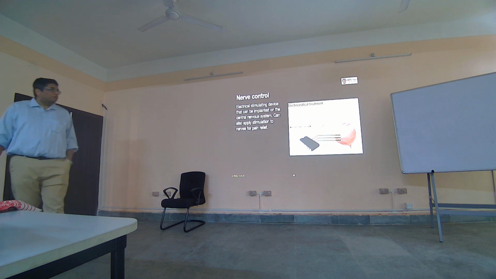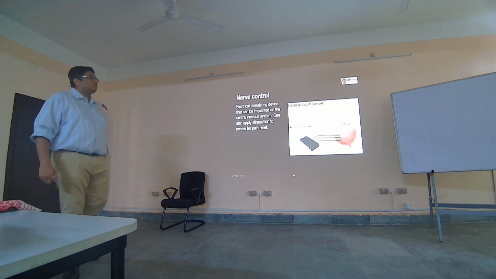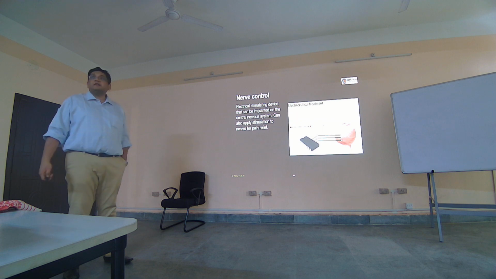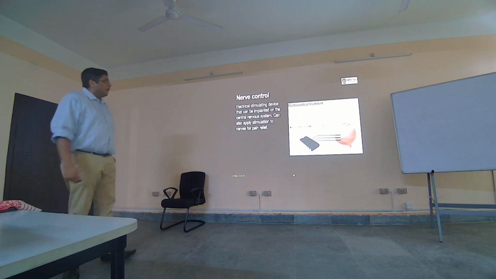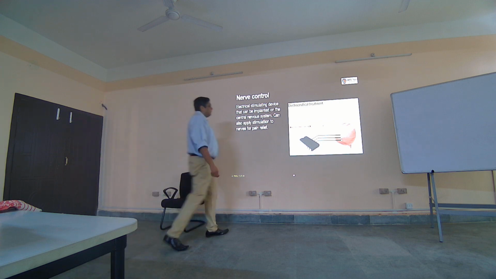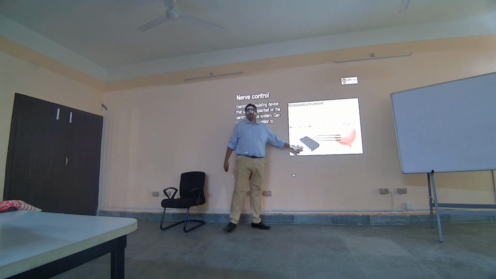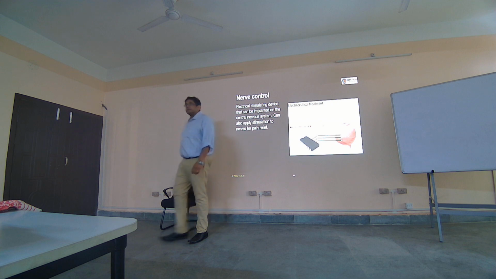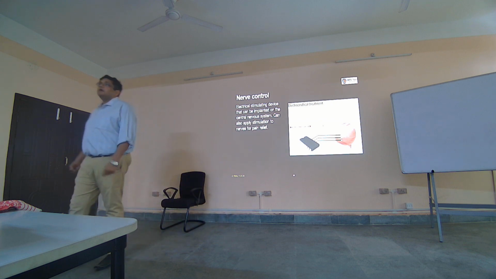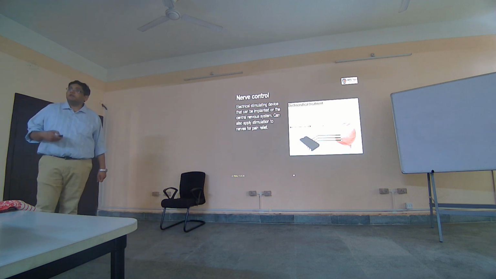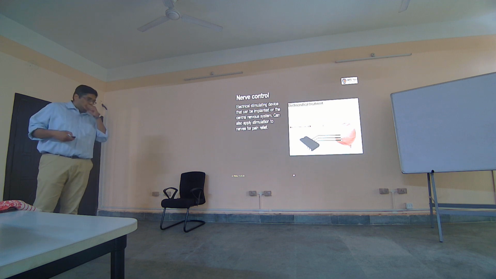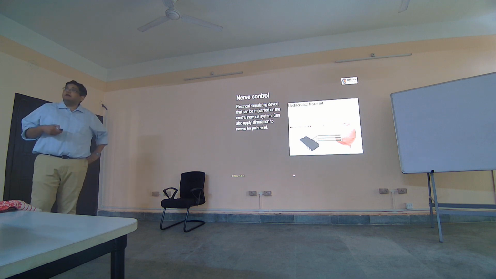The other work that has been done is using nerve control. So today, especially for veterans who've been injured in war or in the army, is there a way by which we can electrically stimulate their muscles or electrically stimulate their limbs? And this can also be used when they're using artificial limbs. How do we connect the artificial limb to the nervous system?